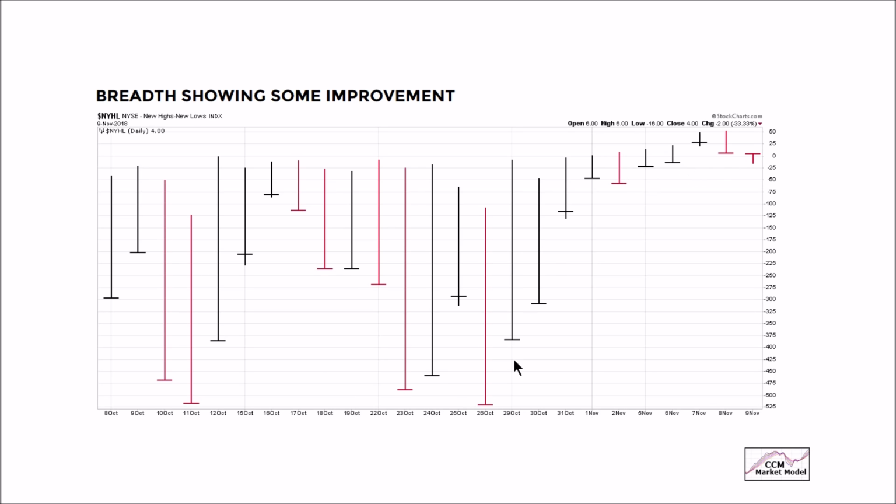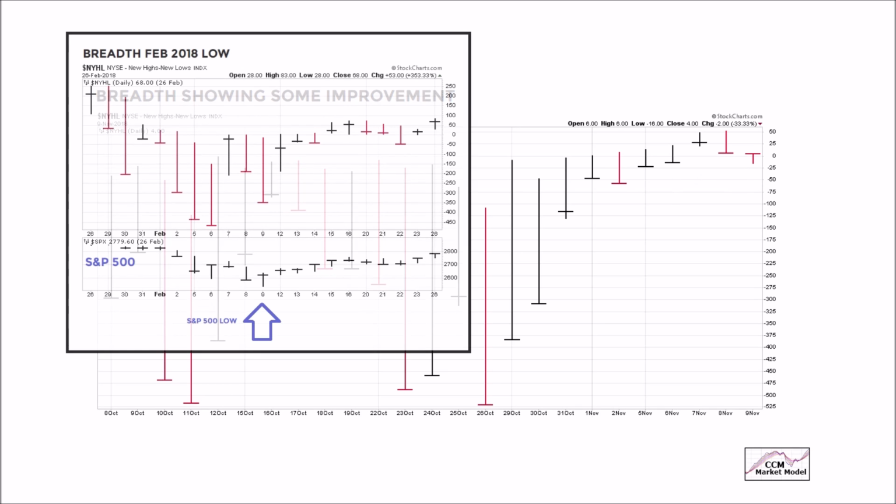And now, unlike this period here, we have some stocks making new 52-week highs. This is anecdotal evidence. However, it is good to see something like this, anecdotally. Here's the S&P 500's low in February of this year. Notice our new highs, new lows down below -450. This is very, very similar to these readings down here.